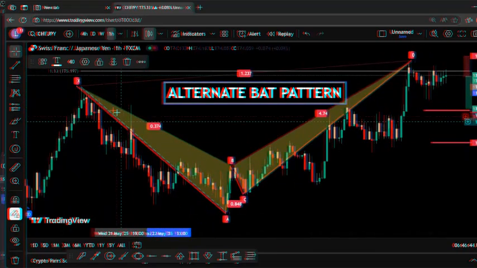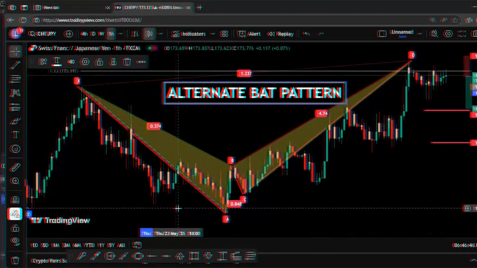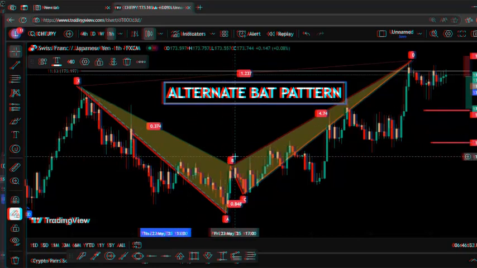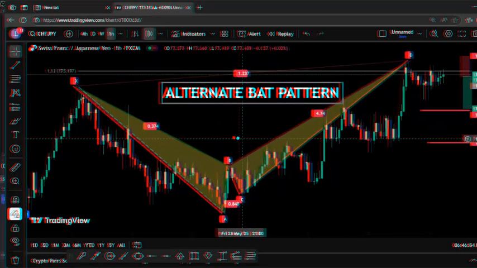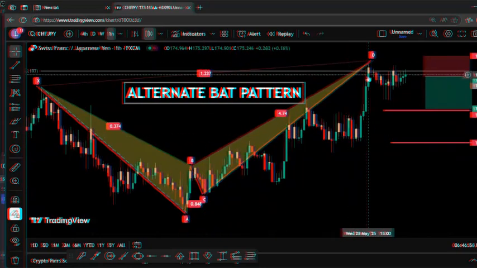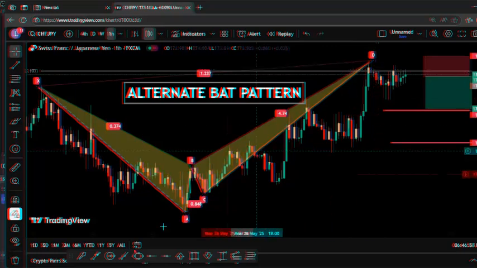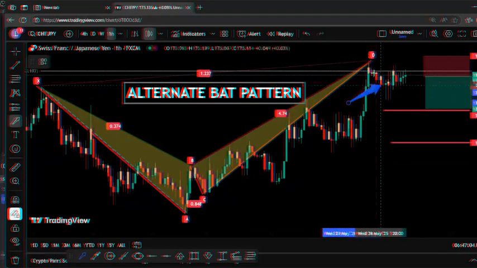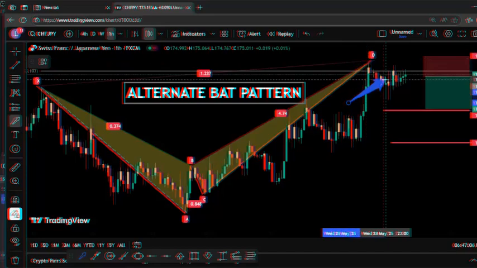Okay, so this is an alternate bat pattern. An alternate harmonic bat pattern. So I've just taken a short trade at the completion of the pattern right there. Yeah, so the pattern completed there. And then we had that initial rejection after completion.